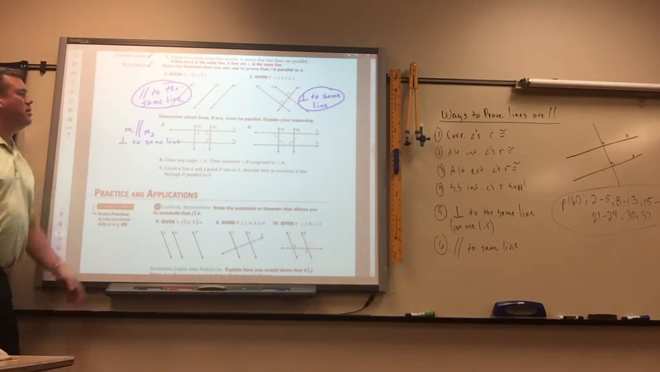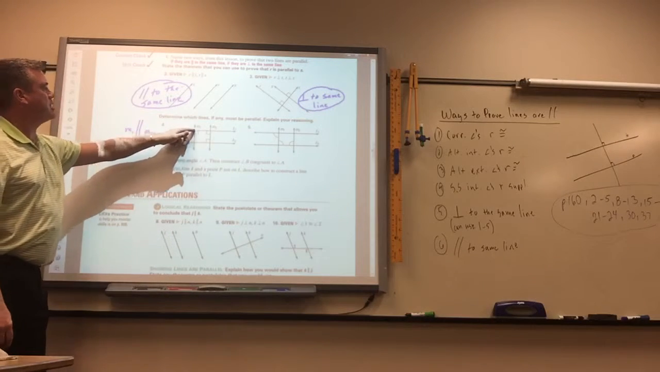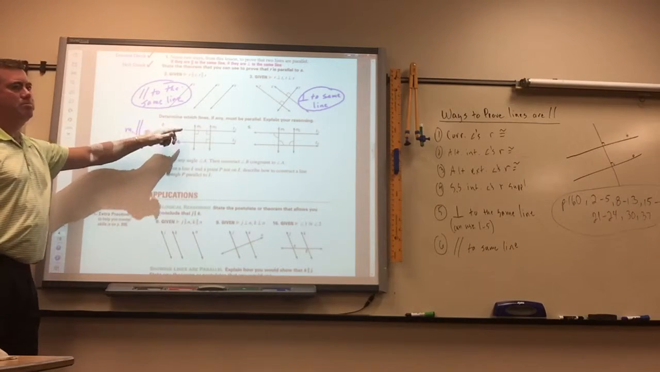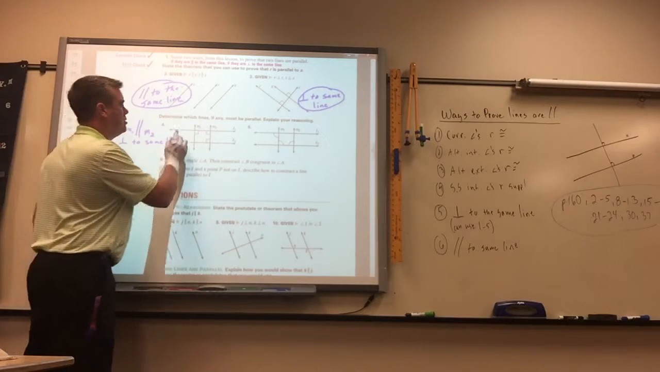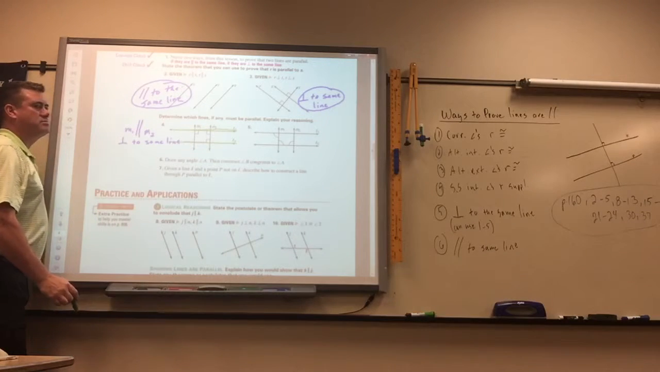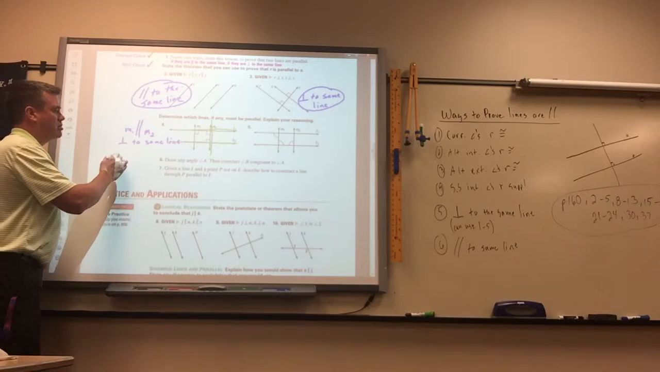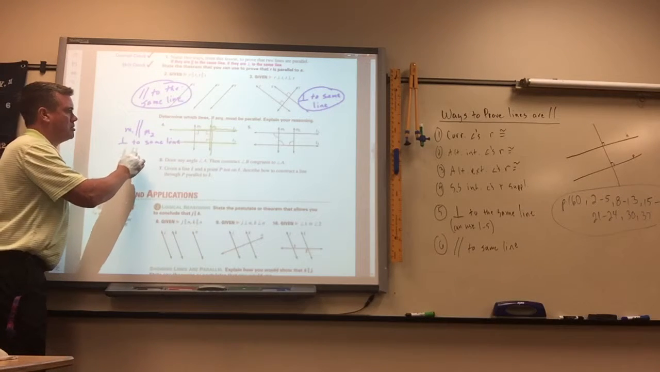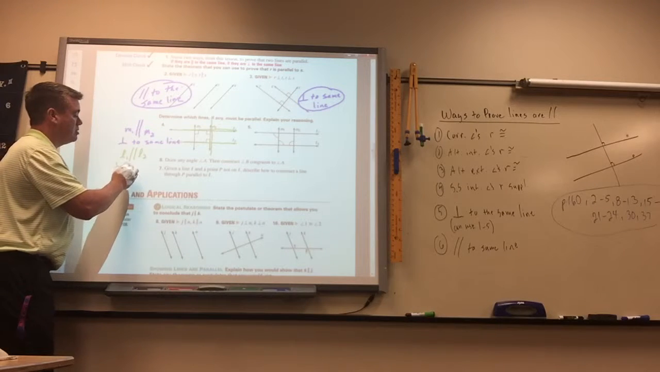M1 and M2 are parallel because they're perpendicular to this line right here. They're perpendicular to the same line. But then you gotta check the other two. L1 and L2, are they parallel? Looks like it. Yes, because they're also perpendicular to the same line. So you gotta put L1 is parallel to L2, and then the reason why is they're perpendicular to the same line.